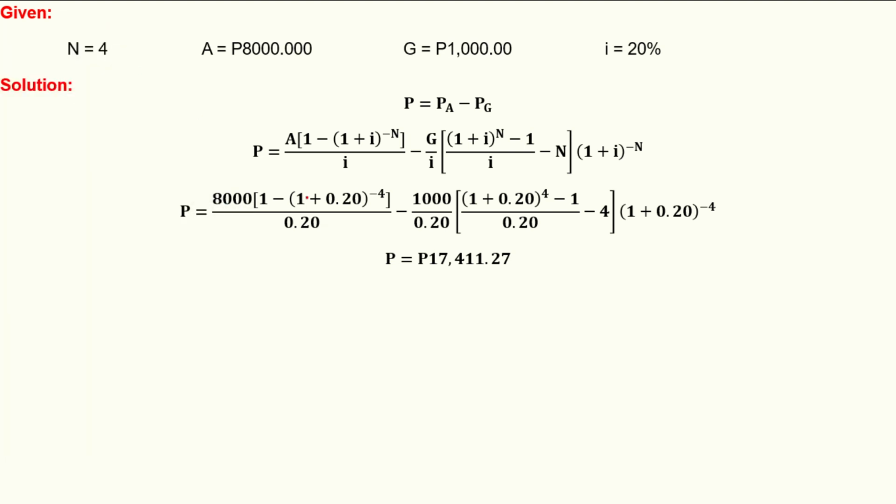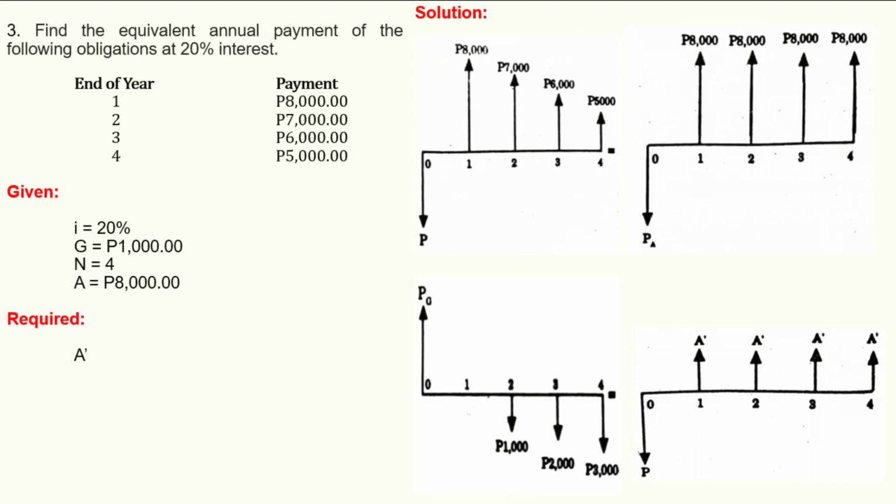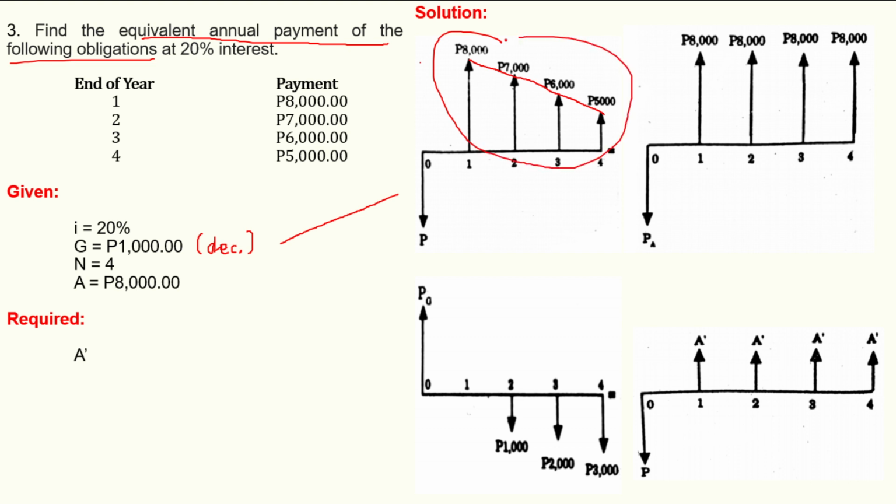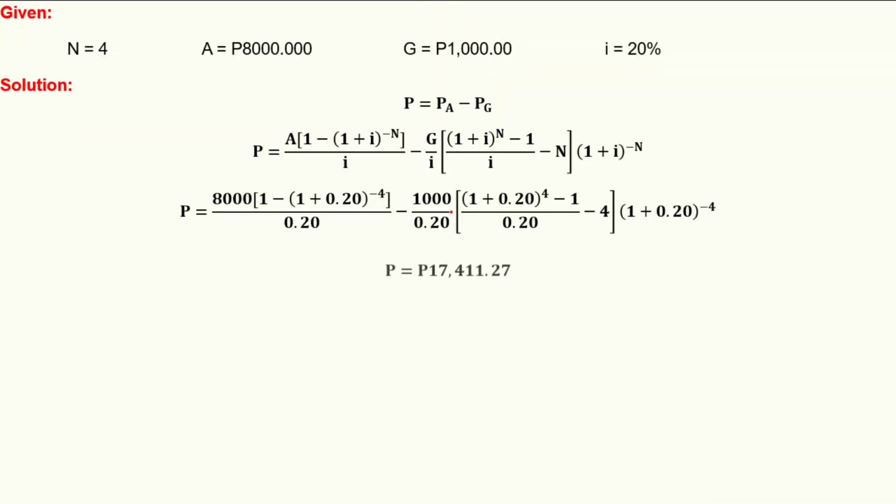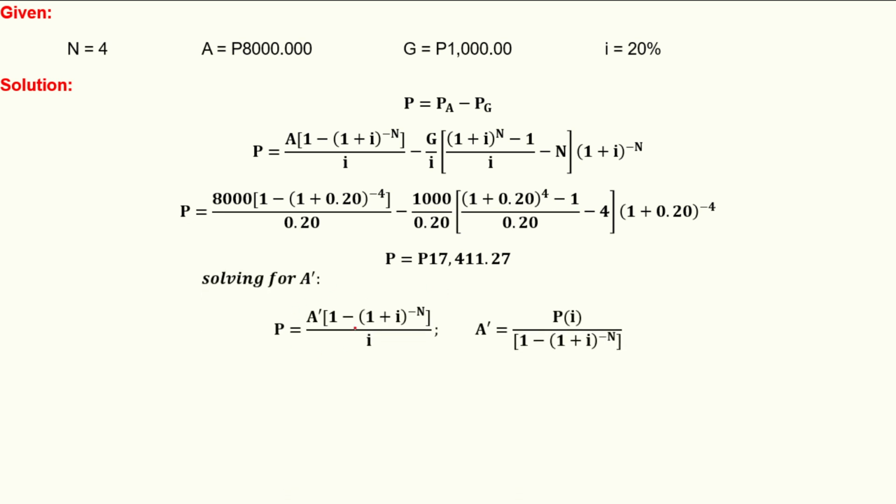So, kinonvert mo lahat into present worth, kagaya ng question number 1. Ayan yung magiging value niya: 17,411.27. Now, solving for A prime, gaya nung ginawa natin kanina, gamitin natin yung formula ng ordinary annuity, where P is equal to A prime times 1 minus 1 plus I raised to negative N over I, or kapag kinross multiply natin yan, A prime is equal to PI over 1 minus 1 plus I raised to negative N.